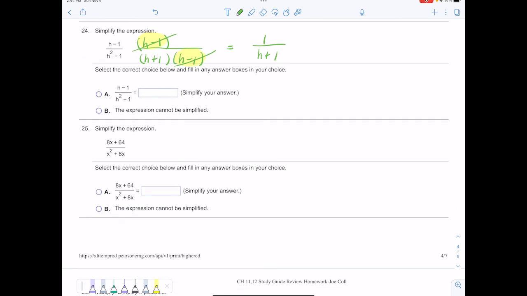In number 25, again, simplifying, I'm going to factor the numerator. So I can factor out an 8. That would be my greatest common factor. And 8x divided by 8 gives me x. 64 divided by 8 gives me 8. And in the denominator, I can factor out an x. Both terms have an x, and you take out the lowest one. X squared divided by x is x, and 8x divided by x is 8. So again, I've got 2 expressions that are exactly the same. They're going to simplify to 1, and you would just be left with 8 divided by x.